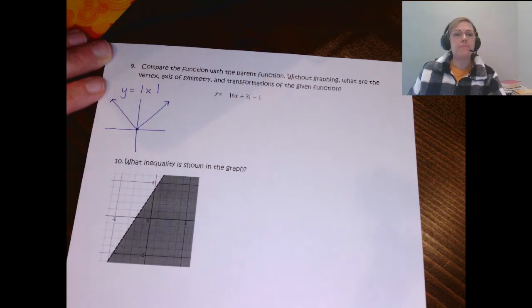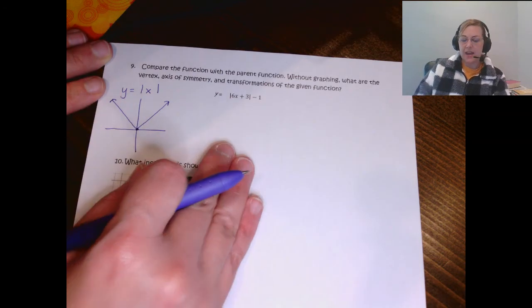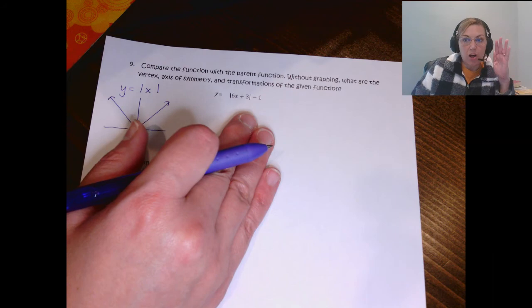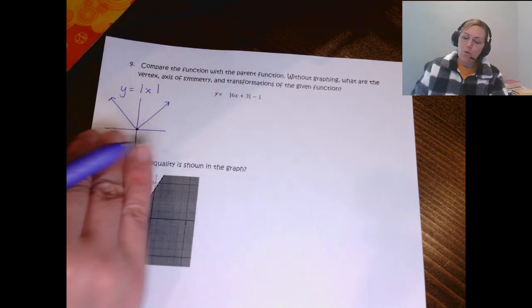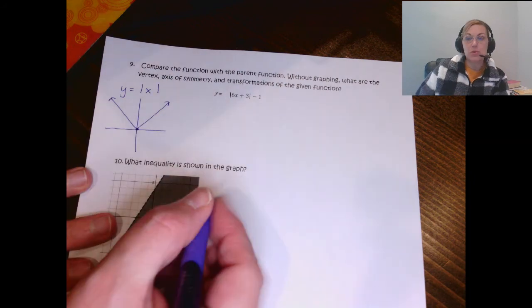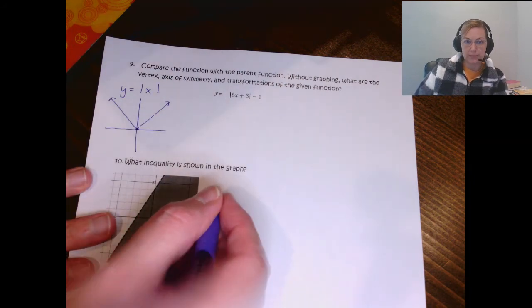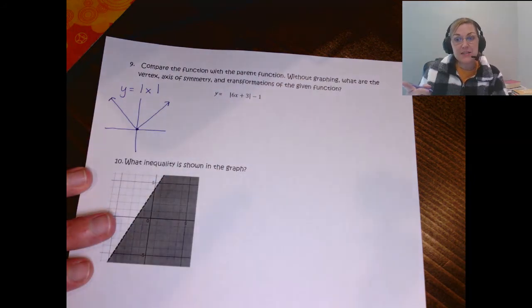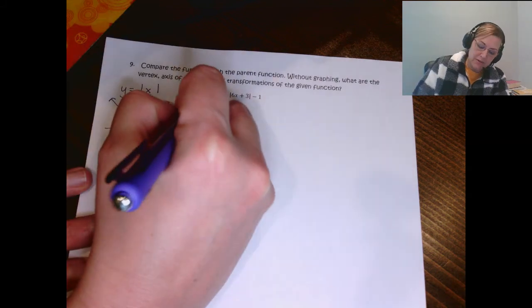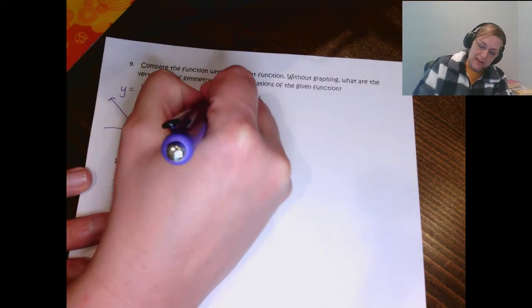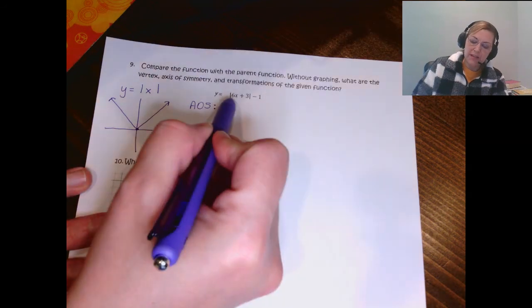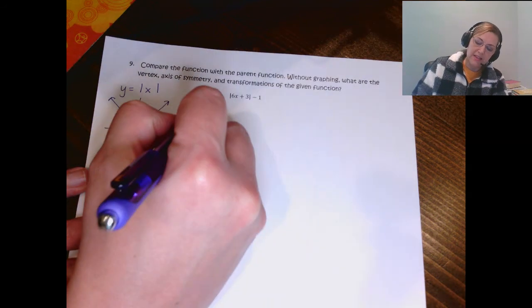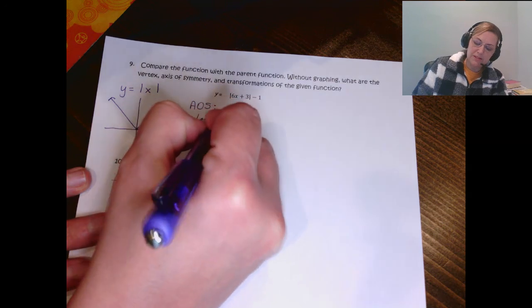Okay. It's asking you, without graphing, although you can put it in your calculator, what are the vertex, the axis of symmetry, and the transformations? Okay. I think the axis of symmetry is the easiest one to get first. So let me do that. I call it the AOS, the axis of symmetry. Super easy. Set what's inside that absolute value equal to 0.